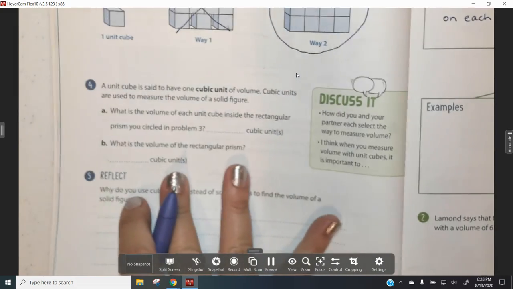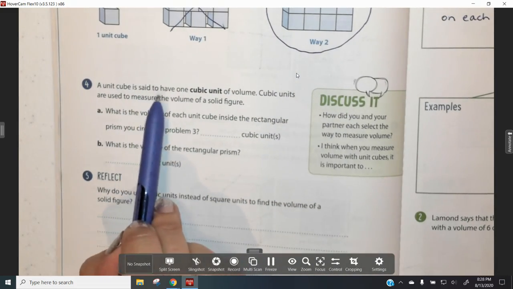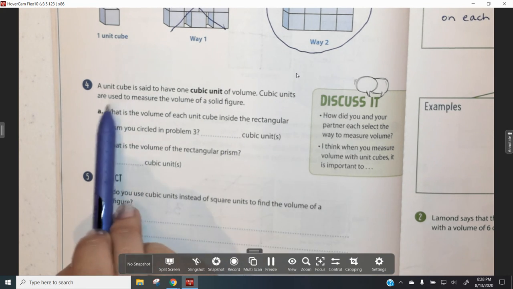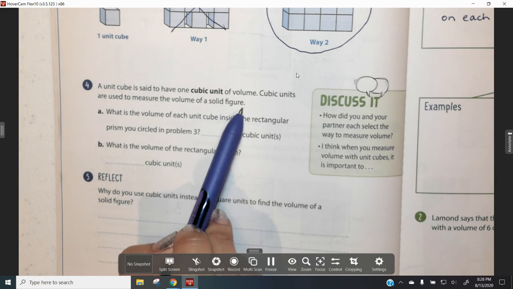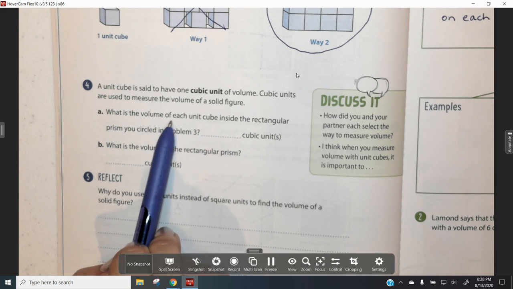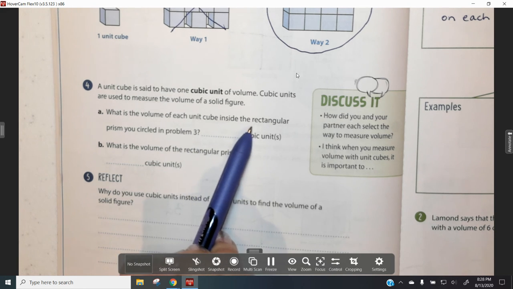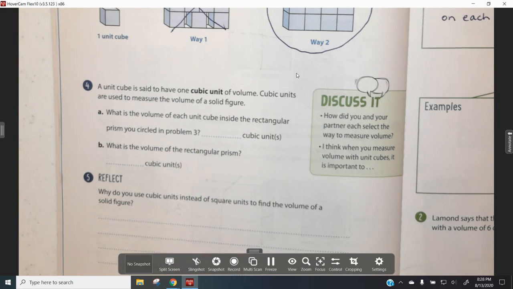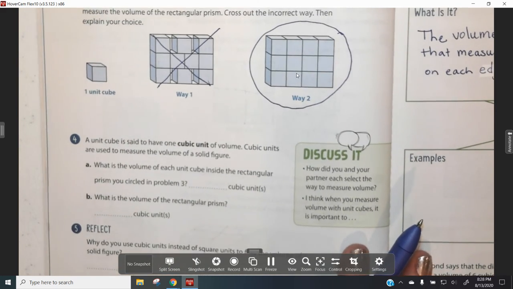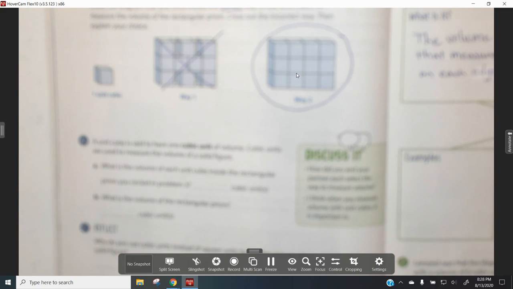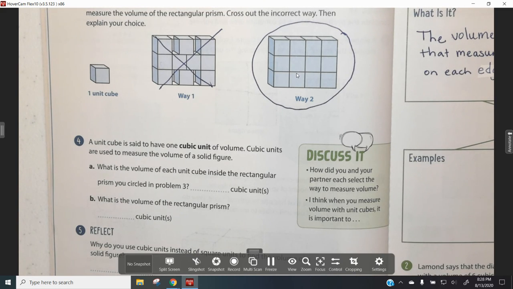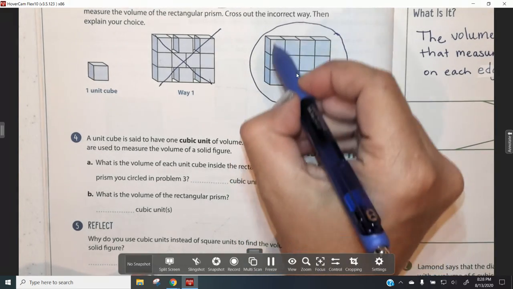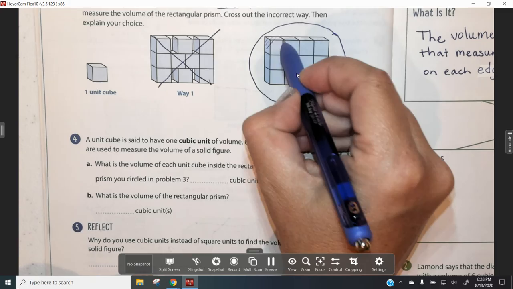Number 4 says, a unit cube is said to have 1 cubic unit of volume. Cubic units are used to measure the volume of a solid figure. What is the volume of each unit cube inside the rectangular prism you circled in problem 3? So when we're looking up at way 2 in problem 3, I want you to look and tell me what would be the volume of just one of these cubes.